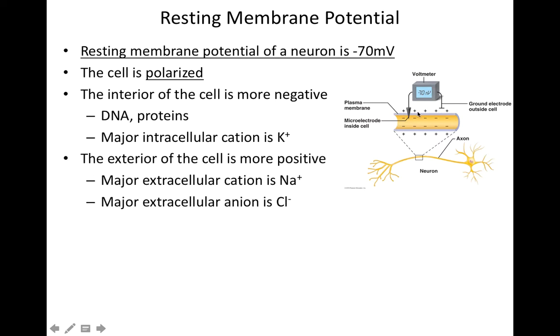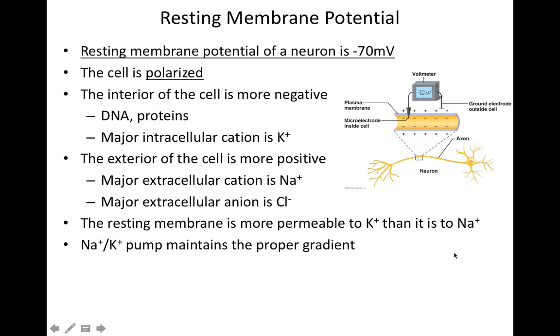The exterior tends to be more positively charged when we compare it. Major extracellular cation is sodium. Major extracellular anion is chloride. Now, at the resting state, the membrane is more permeable to potassium than it is to sodium, so that's where those leakage channels come in. So we have the sodium-potassium pump that maintains the gradient so that we always have more sodium outside and more potassium inside.